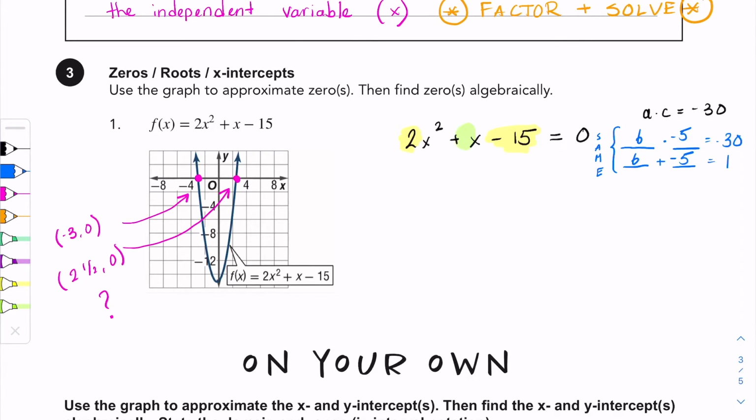We're going to use those two values and we're going to rewrite our expression. We're going to rewrite it as 2x squared. Instead of writing 1x, or just x, we're going to rewrite this as plus 6x minus 5x minus 15 equals 0. All we did at this point was rewrite that middle term that I have highlighted in green. Instead of writing it as x, we write it as 6x minus 5x.